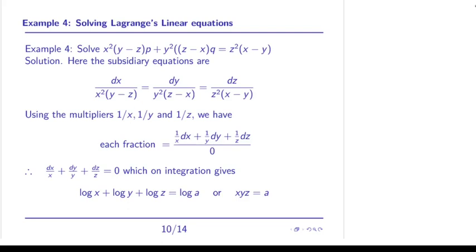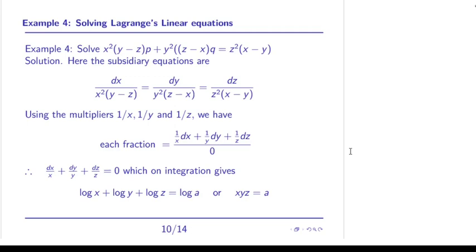Now let us go to discuss another problem. x square into y minus z p equal to y square into z minus x q is equal to z square into x minus y. So first of all you need to form the subsidiary equations, then you think of multipliers. Here suitable multipliers are 1 by x, 1 by y, 1 by z.